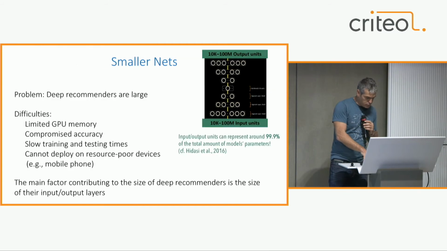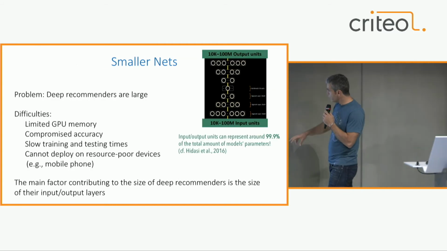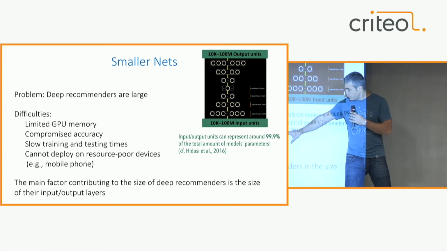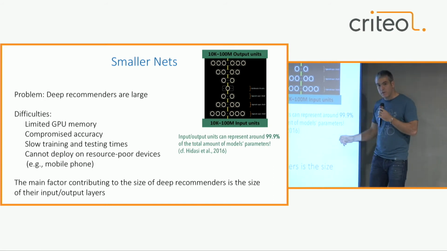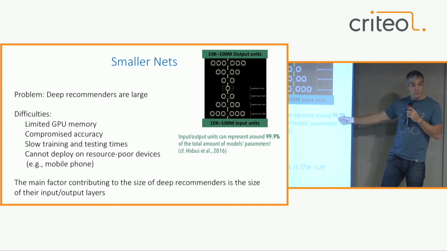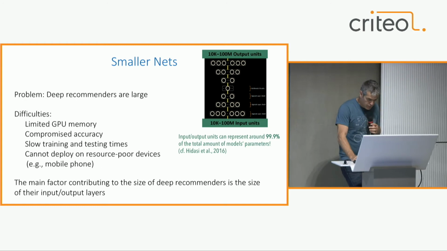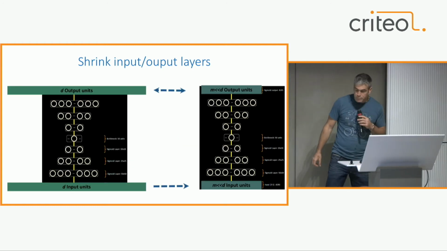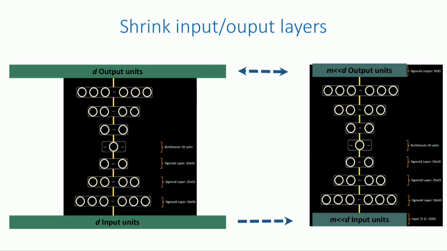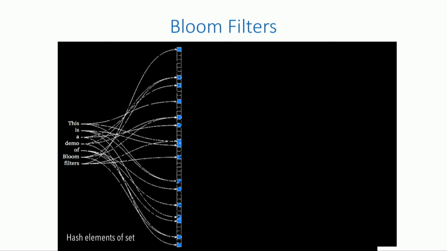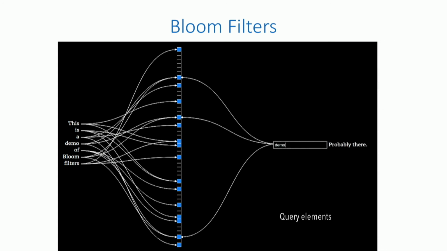Well, actually, we measured that on our model, on the session-based models, and 99.9% of the memory was used for these two layers, the input and the output layer, right? So an obvious solution would be to try to shrink these two layers, the input and the output layer. Enter Bloom filters. Who knows what Bloom filters are?